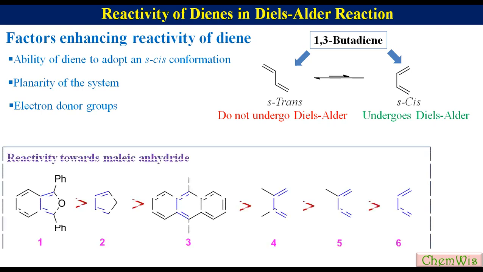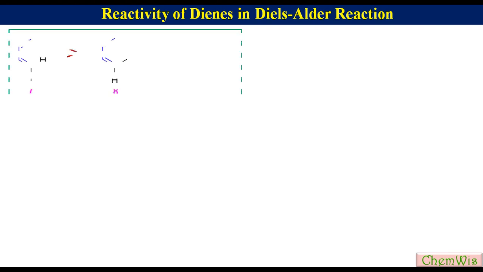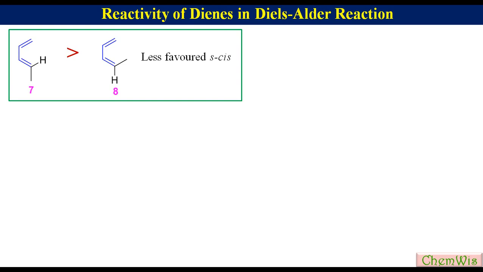For example, reactivity of 1, 2, and 3 is higher towards Diels-Alder reaction with maleic anhydride than 4, 5, and 6 because in 1, 2, and 3 the diene is locked in S-cis conformation. Compound 7 is more reactive than compound 8 because in compound 8 S-cis conformation is less favored due to steric hindrance.